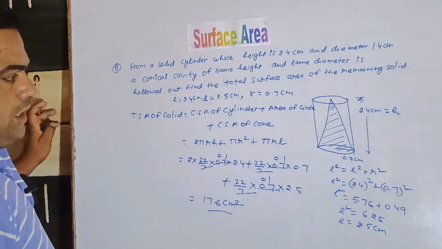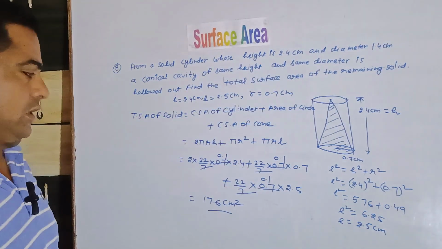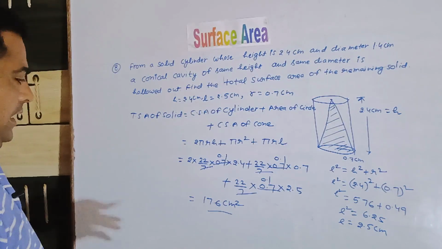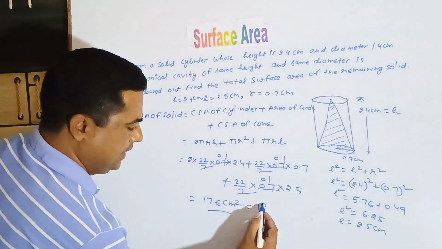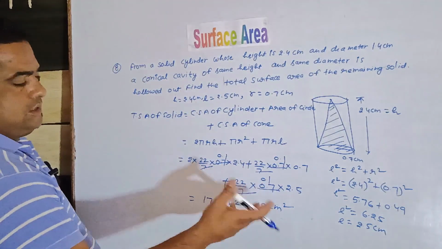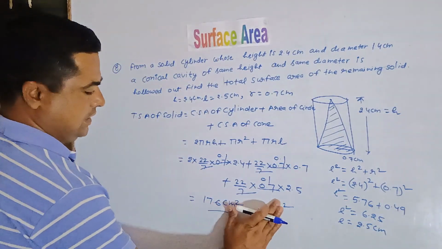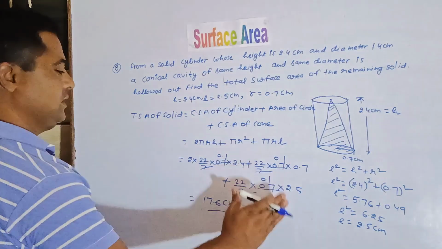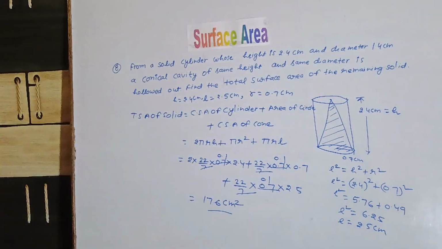So this will be the total surface area of this remaining solid. Understood everyone? And we will write it as 18 centimeter square approximately. In the NCERT book the answer is 18, but the exact answer is 17.6 centimeter square.